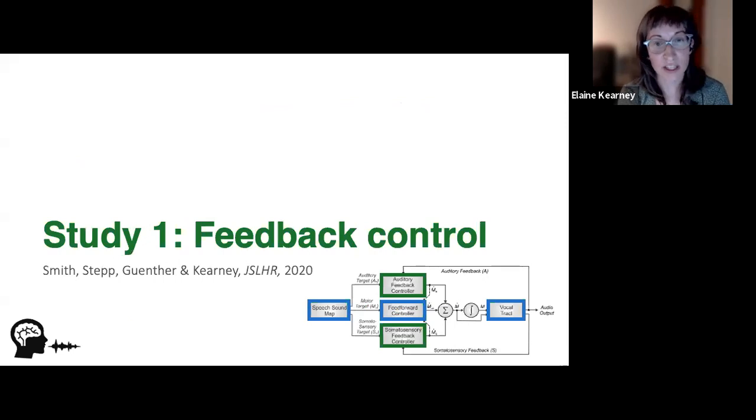That brings me to the first study, which was a study of auditory and somatosensory feedback control in voice production. This study was published last year in the Journal of Speech, Language and Hearing Research. It was led by a recent PhD graduate in the lab, Dante Smith, whom I co-mentored in the last couple of years of his program.